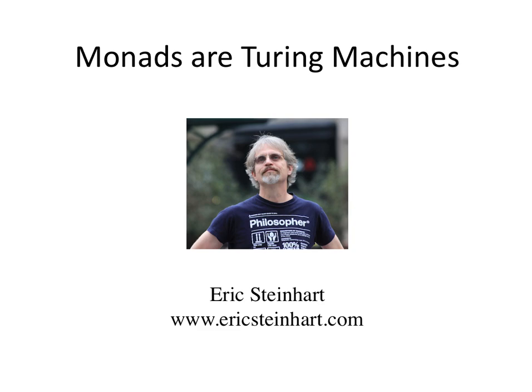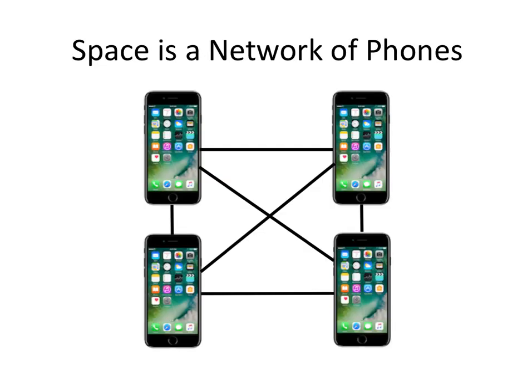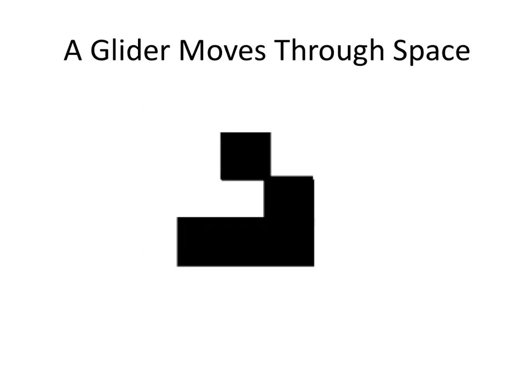Monads are Turing machines. Here's the basic idea. Space is a network of phones. What are the phones? The phones are monads. How do we get to this idea?